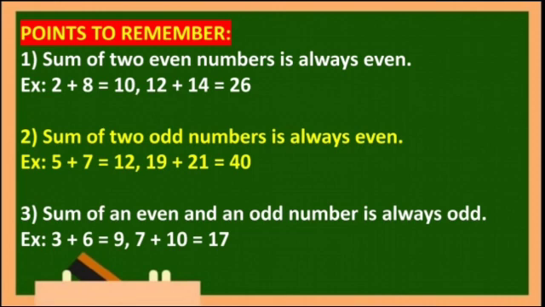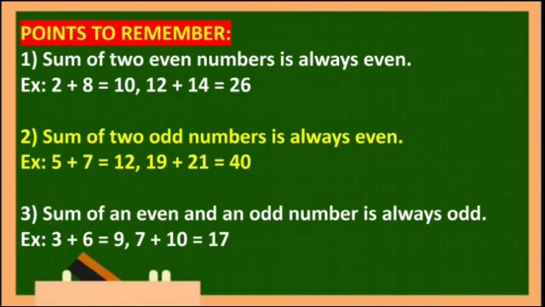Let's check with another example. 12 and 14, where both are even numbers. When we add them, we get 26. So 26 is also an even number. Hence, it is proved that the sum of two even numbers is always an even number.